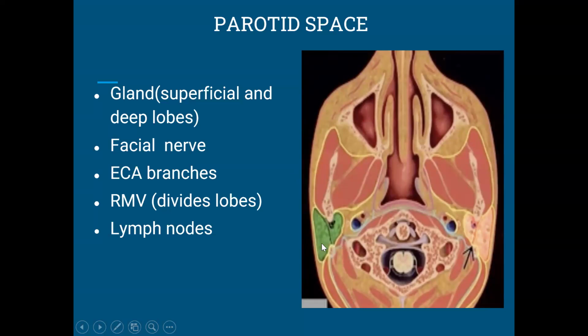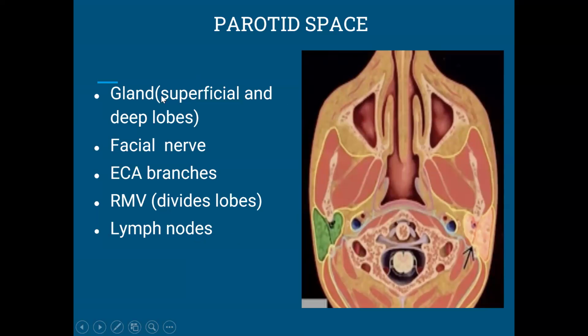And the contents of this space are the parotid gland, superficial and the deep lobe. The superficial and deep lobes are divided by the retromandibular vein. So we have the retromandibular vein in this space. We have the facial nerve, which lies lateral to the retromandibular vein. Then we have some branches of external carotid artery in this space. And lastly, we have lymph nodes.